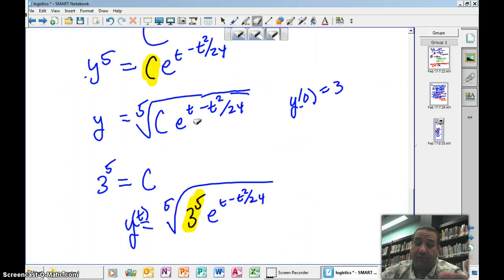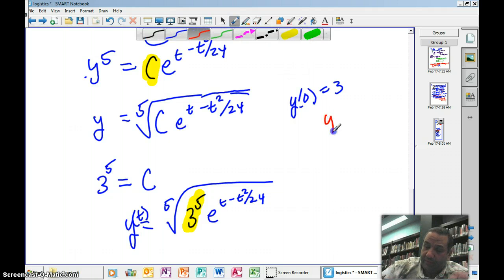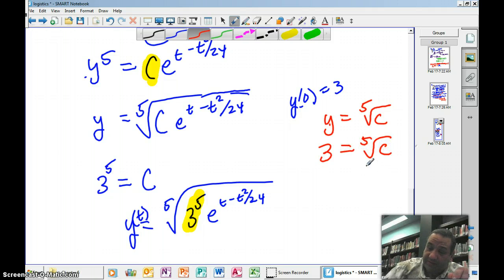Remember, if I put in 0 for all these t's, I get c times 1, e to the 1 power. So I actually have, and this is for the people that didn't see it, I have this. But now I know y is 3, which I put in. 3 is equal to this. So that's how I got c to be 3 to the 5th power.